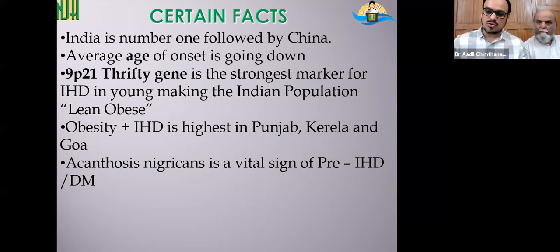Initially the liver was chosen, because it is the storage of fat. After the liver is full of fat, it comes down to the belly and the hips. That is why Indians are called lean obese. Compared to our counterparts in Europe, Australia, the Americas, and Africa, we look very thin and short in height. But when we see the abdominal obesity and hip obesity, it surpasses all those populations, including the Chinese and the Japanese. So we are lean obese.